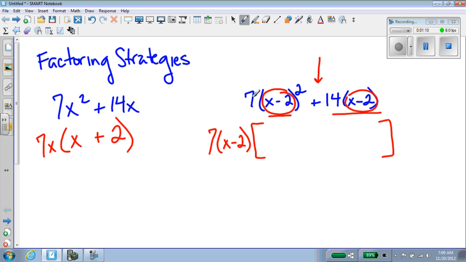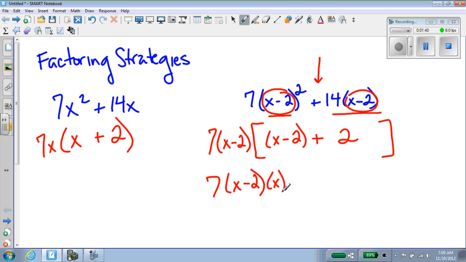So if I factor out 7 and a single factor of x minus 2, I'm left with one factor of x minus 2. If I factor out a 7 and a factor of x minus 2, I'm left with a 2. So what I have here is 7, x minus 2, and what's in my bracket? Well, it's x minus 2 plus 2, so just x.